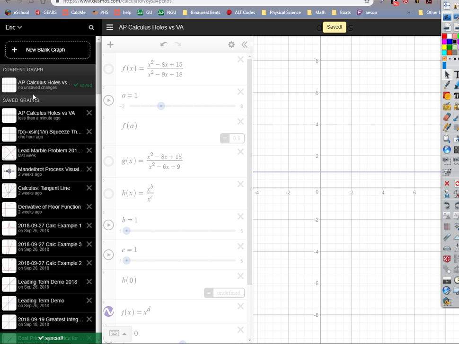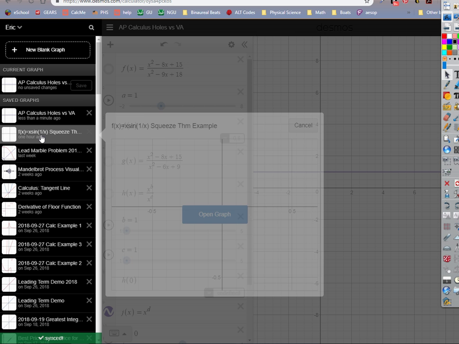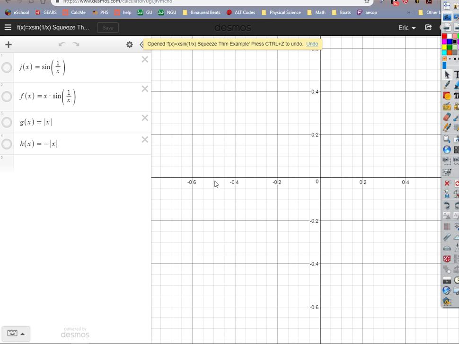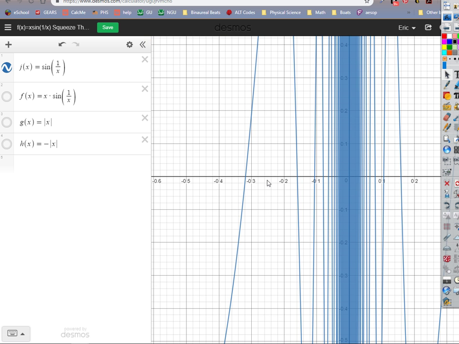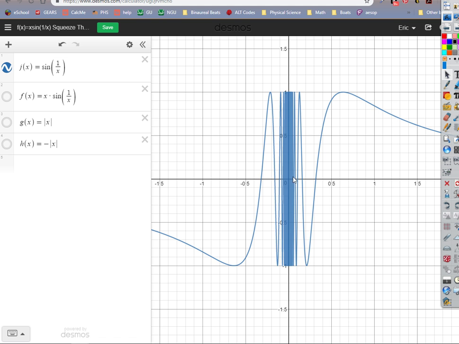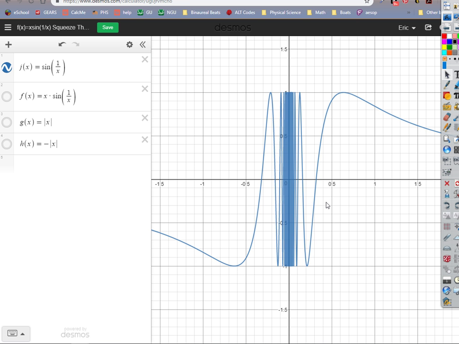Let's go back to this guy. So if I zoom in, remember that one? That's it, right? And do we understand that behavior? As x approaches 0, 1 over x is going to approach infinity, right? So the angles we go through just get huge.